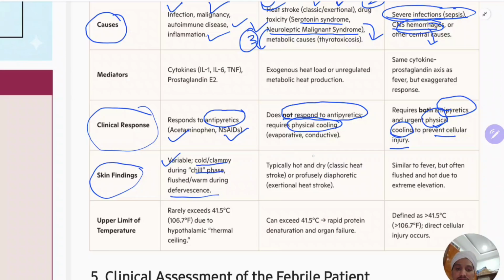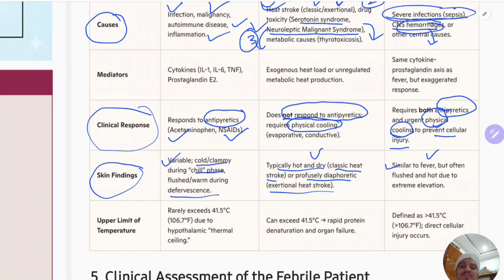Whereas this is more important in hyperpyrexia and hyperthermia. In hyperthermia patients, the skin is typically hot and dry, so it is not diaphoretic, unless the patient is experiencing exertional heat stroke. Then the skin will be diaphoretic, meaning it will be wet. Otherwise it is hot and dry in classical heat stroke, whereas it is profusely diaphoretic in exertional heat stroke.